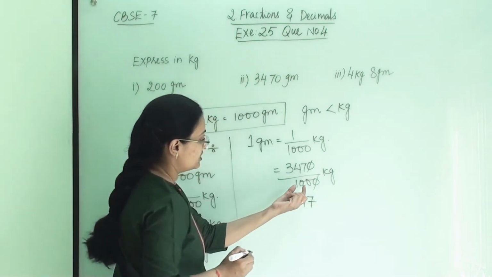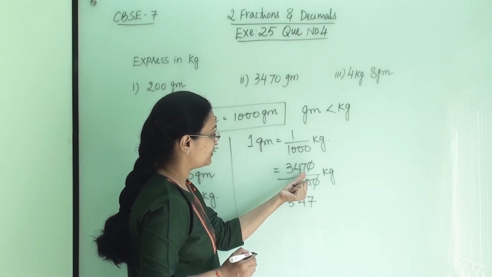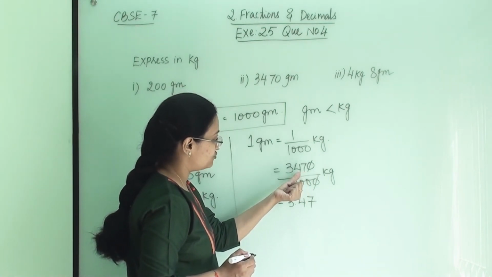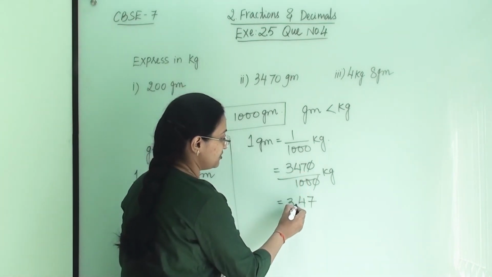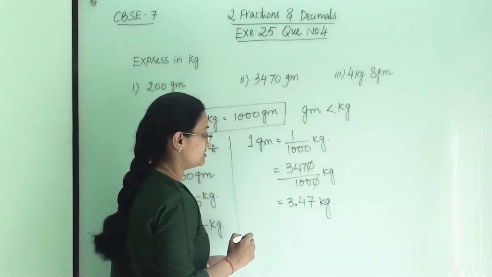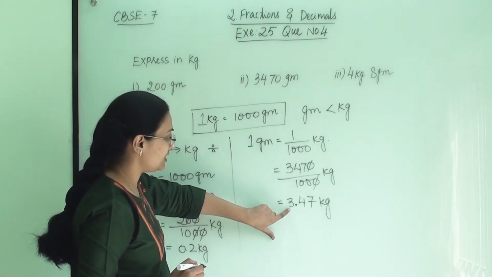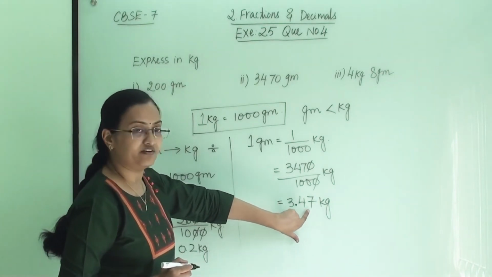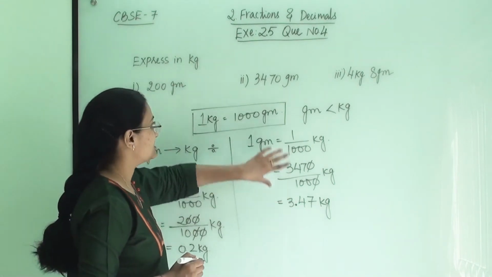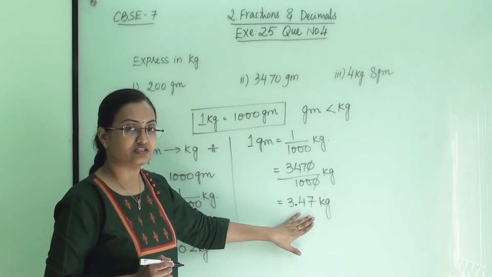3.47, because 2 zeros are left in the denominator and we can cut the point from the ones place, 1 and 2, so here we can put a decimal point. So 3.47 kg is the answer. That means 3 kg 470 gram is 3.47 kg in conversion.